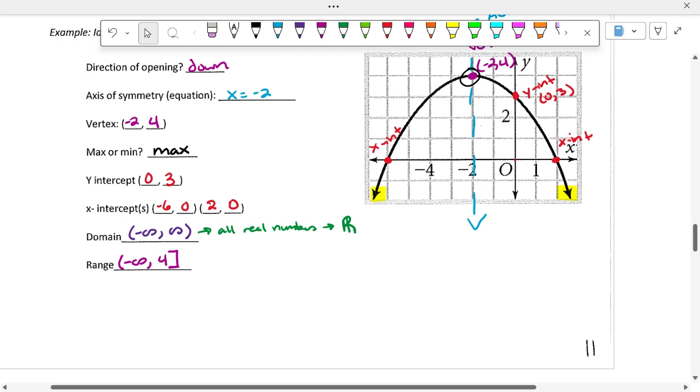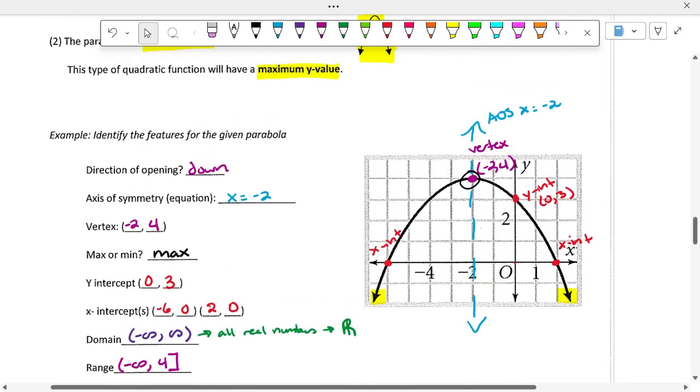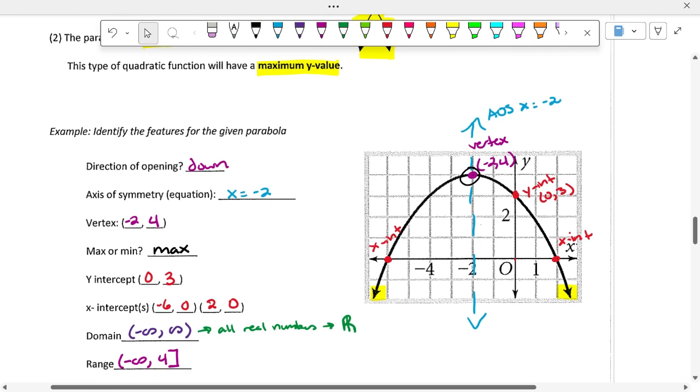All right. Okay, any questions on this? All right, so your homework for tonight is a Delta Math. It does cover 3.3 as well. You should be able to do everything but the last two sections. All right? So you guys got a solid 20 minutes. Go ahead and get started.